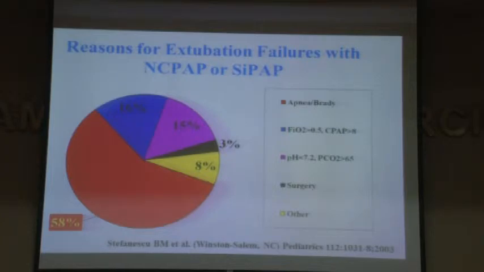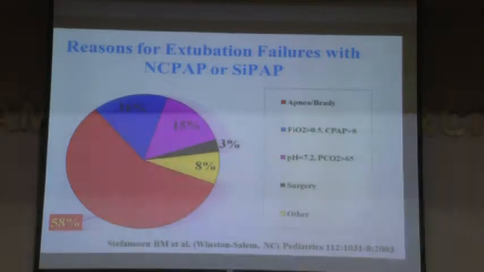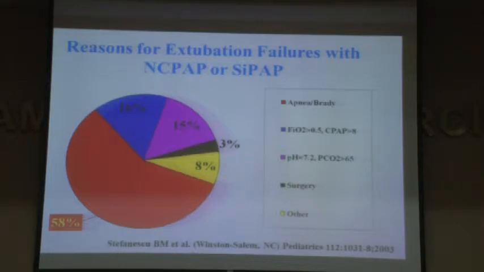Why do babies fail CPAP? The most common reason they fail is apnea, bradycardia, or desaturation. Nearly 60% of the babies fail for that reason, or the FiO2 is over 50%, or CPAP is more than 8 or 9 centimeters, or frank respiratory acidosis with a pH less than 7.2. In 91% of cases, babies who fail CPAP get reintubated.